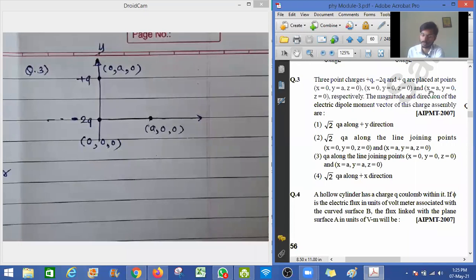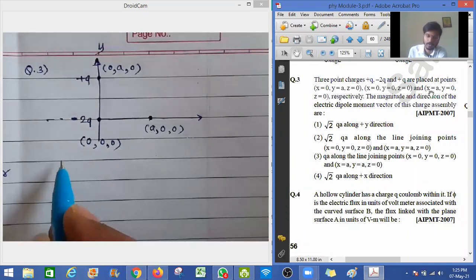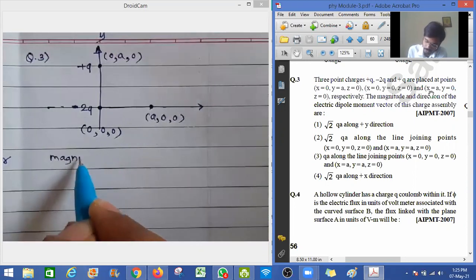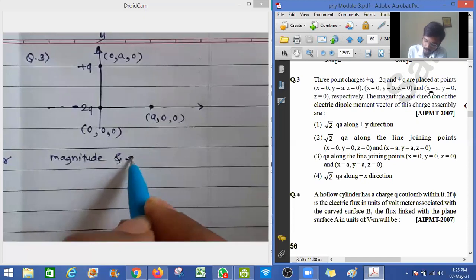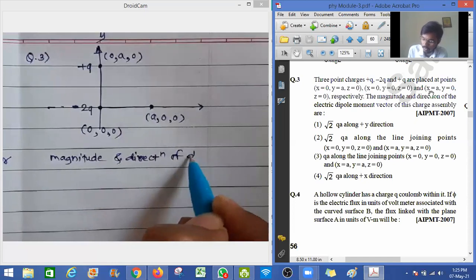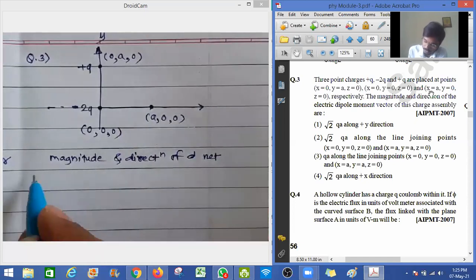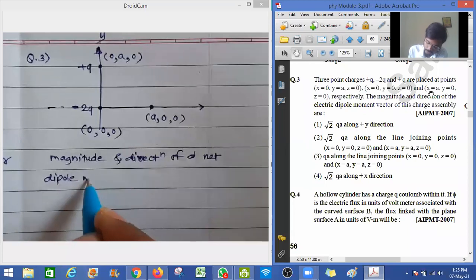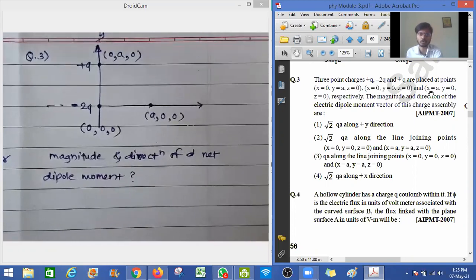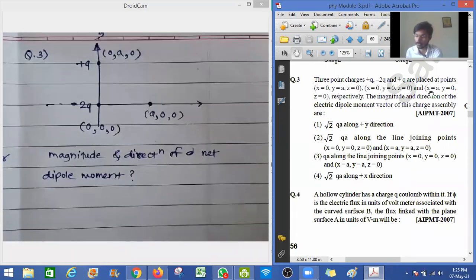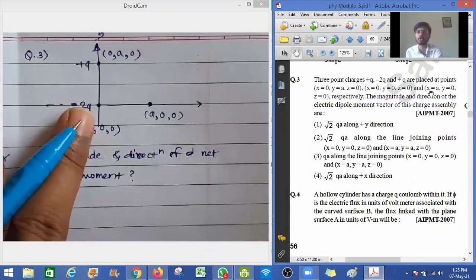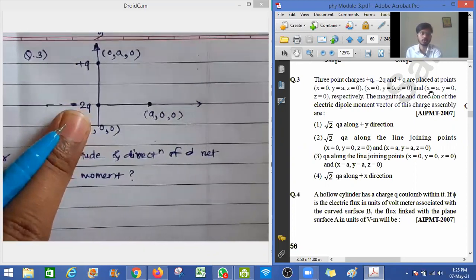Now we have to find the direction and magnitude of the net dipole moment of this charge assembly. Now this is a very simple question. What you have to do, first you have to create two dipoles. Here plus q and minus q. See, minus 2q is there. Minus 2q can be split into 2 times minus q.